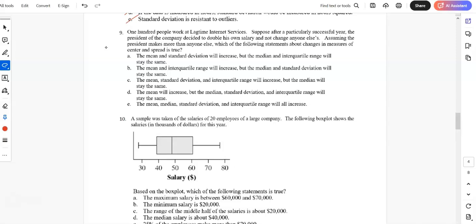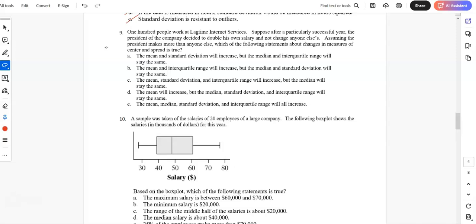100 people work at Lifetime Internet Services. Suppose that after a particularly successful year, the president of the company decides to double his own salary and not change anyone else's. Beautiful move. Assuming the president makes more than anyone, which of the following statements about the changes is true? So he becomes an outlier. He might have been an outlier to start with, but he's even a greater outlier for sure.